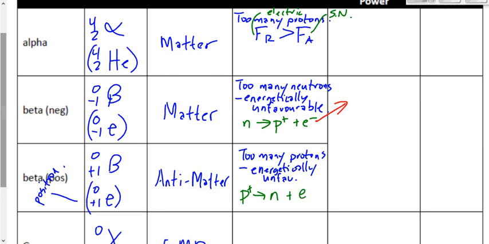We get a positron. Well, wait a sec. Positrons aren't part of the nucleus. They don't belong in the club. So what do? Kick it out. We don't want to kick out protons and neutrons. We like them. But we have no problem kicking out electrons and positrons.